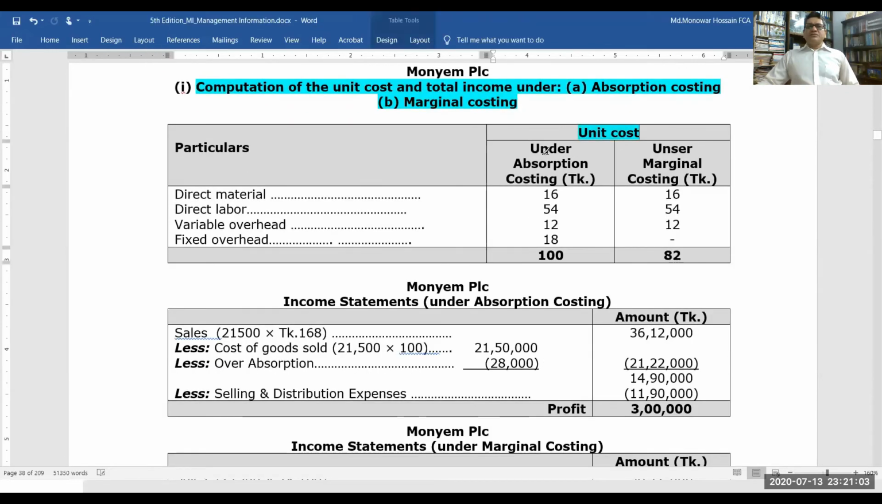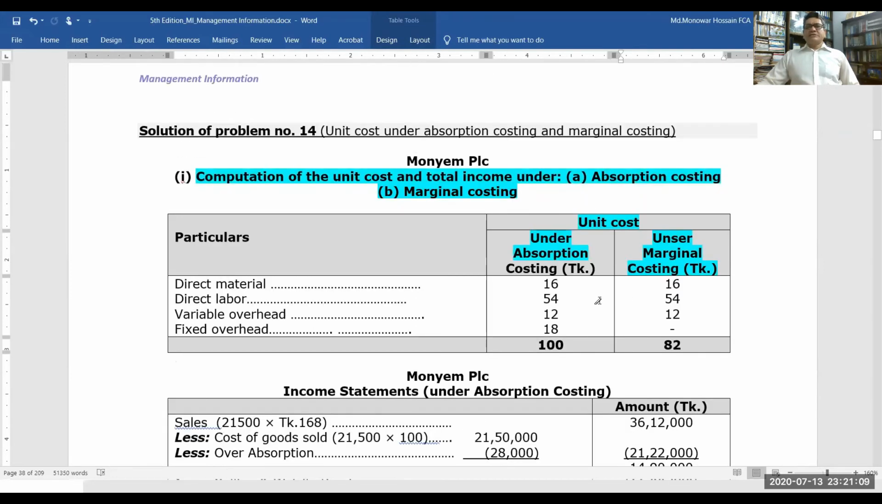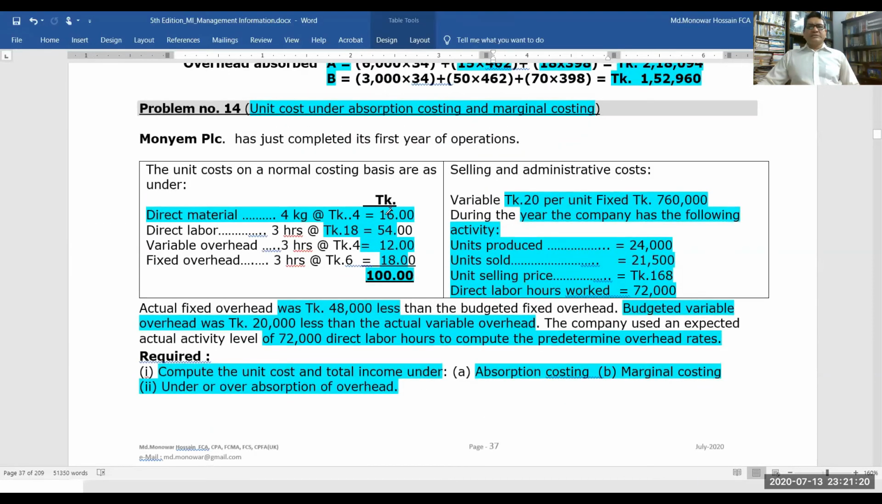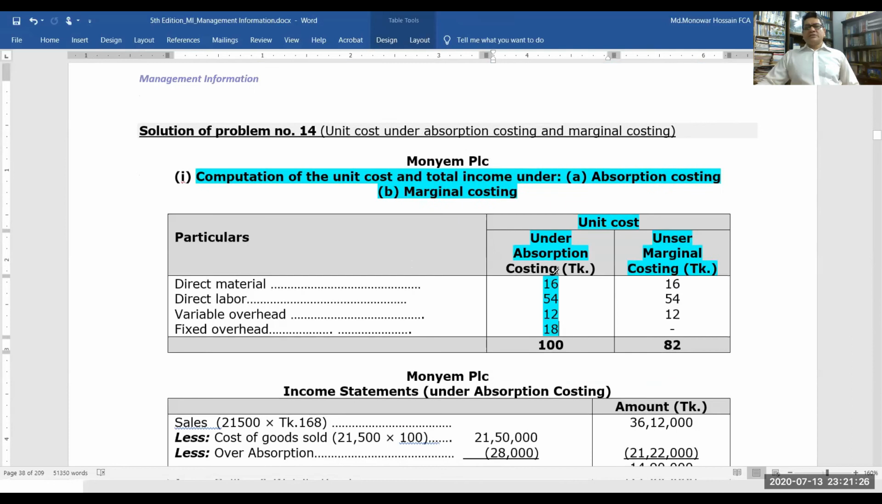So look, here is the unit cost under absorption, under marginal. So under absorption, direct material, direct labor, variable overhead. So what is, look here, 16, 54, 12, and fixed 18. Okay, total 100. It is the under absorption costing as per question. But under marginal costing, fixed overhead will not add with this figure. So it comes 82 only, direct material, direct labor, and variable overhead.